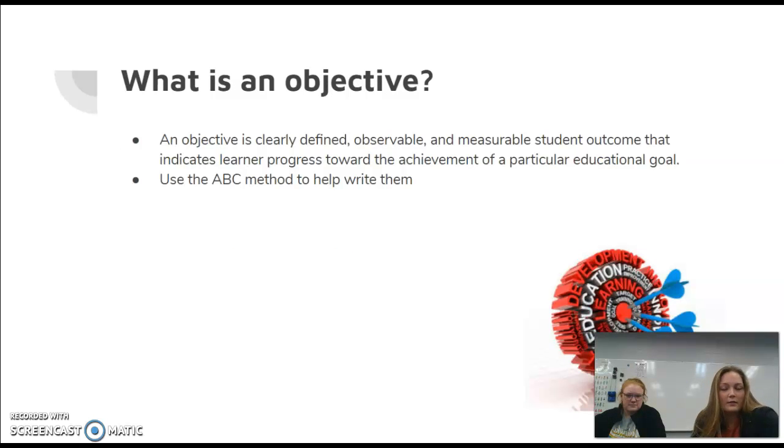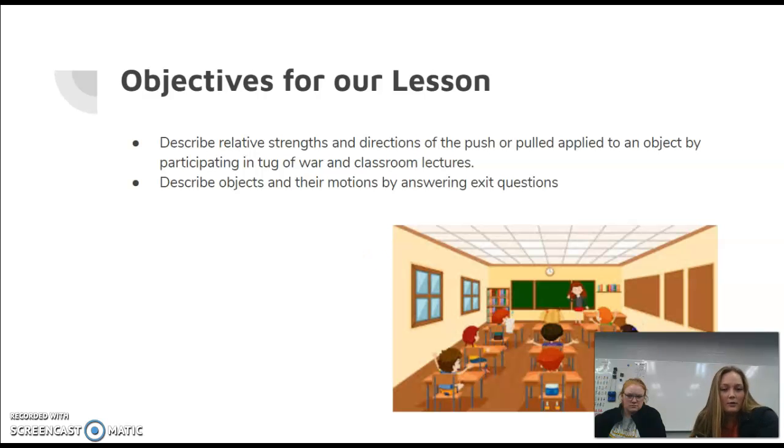Next are objectives, and objectives are defined, observable, measurable outcomes for the students that show how much the learner has progressed towards achieving and learning that certain goal. And when you write these, you use the ABC method. The objectives for our science lesson are to describe relative strengths and direction of the push and pull applied to an object by participating in tug of war and classroom lectures. And the next one is to describe objects and their motions by answering exit questions.